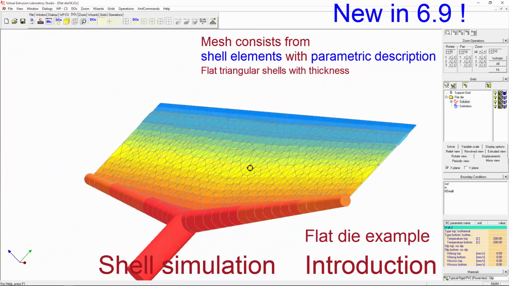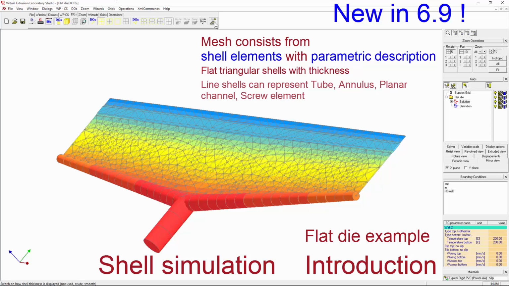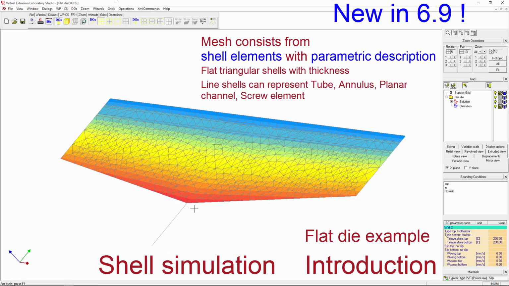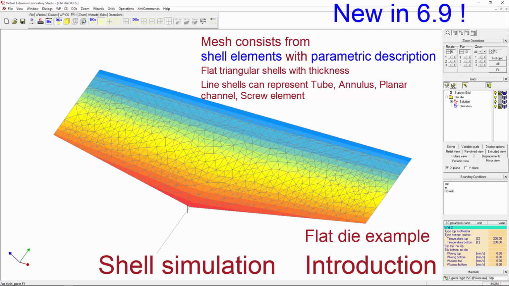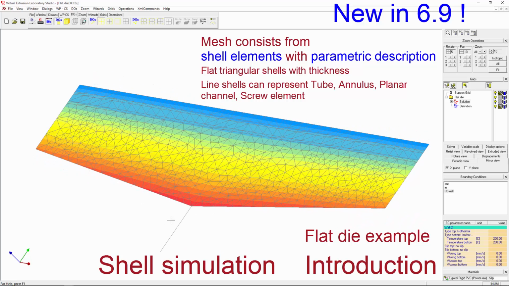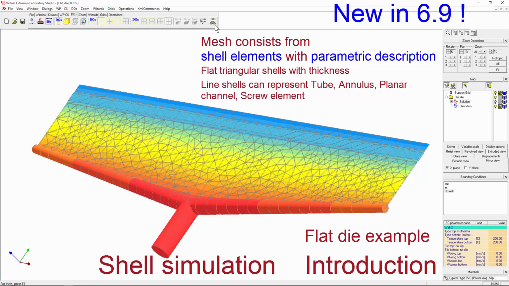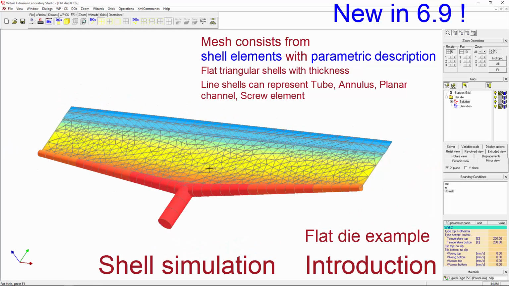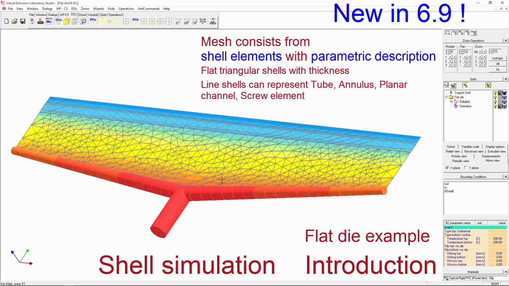At the same time, we can have line elements here and also there, which can represent either tube or annular or planar flow, and we can make a combination of those two and create a very efficient mesh, which is basically a network of flow resistances. So this is creating the same situation, the same results as the 3D film solution.